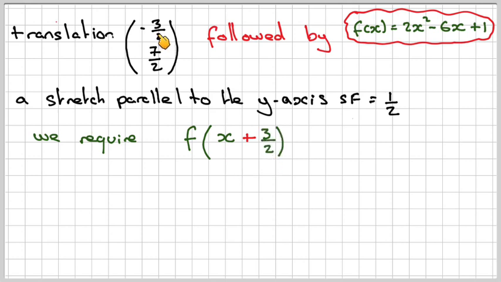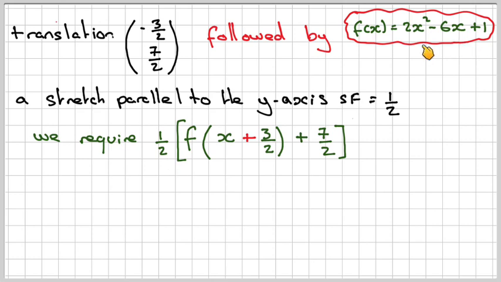Remember, you have to change the sign for the x1. Then we will have to translate it up 7 over 2. So this is a translation to the left, 3 over 2. This is a translation upwards, 7 over 2. Then all of that will need to be multiplied by a half, like that.